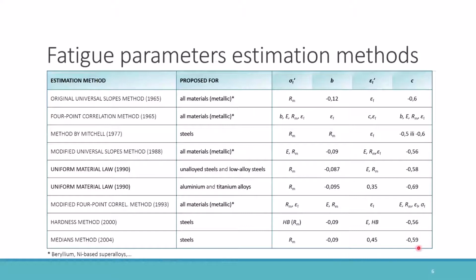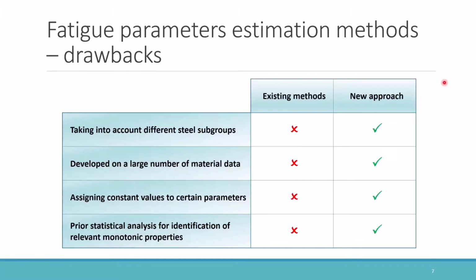We can also see from the list of monotonic properties used for estimation of certain coefficients or exponents that most of these methods assign constant values to exponents b and c, which is quite wrong because different material groups have different average values of these coefficients.